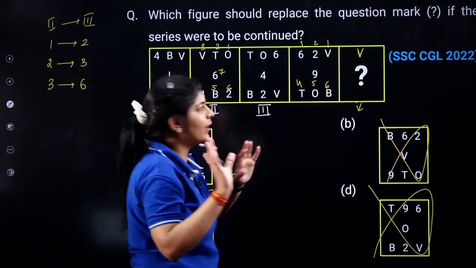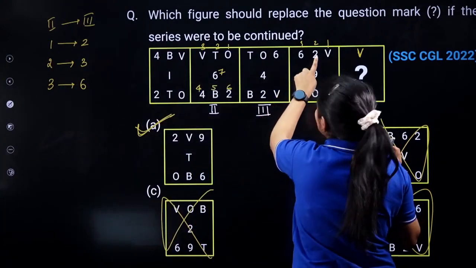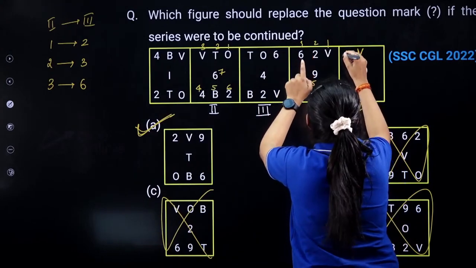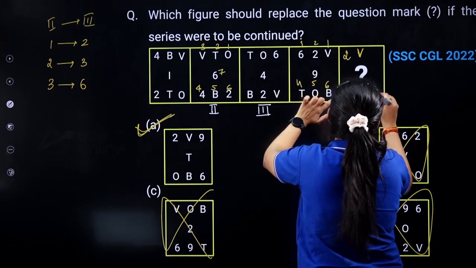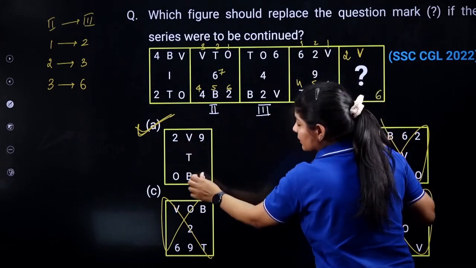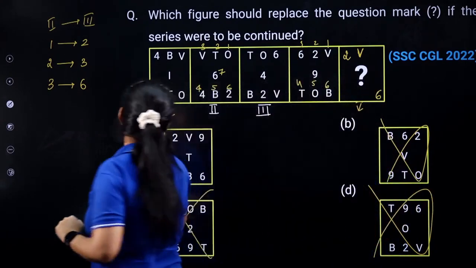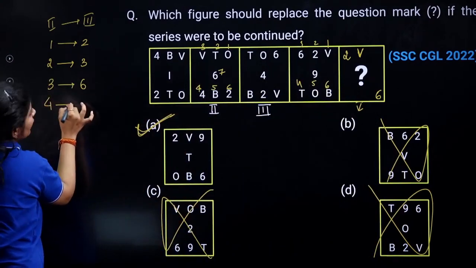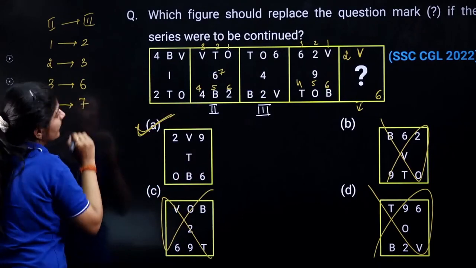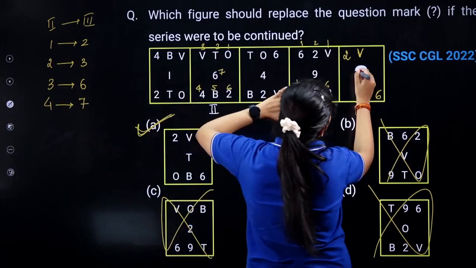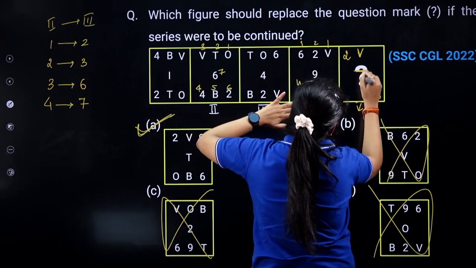Okay. I am just drawing things. Second element shifted to third position. Third element shifted to sixth one. So here we are having 6. Correct. Next. Fourth element shifted to seventh position.